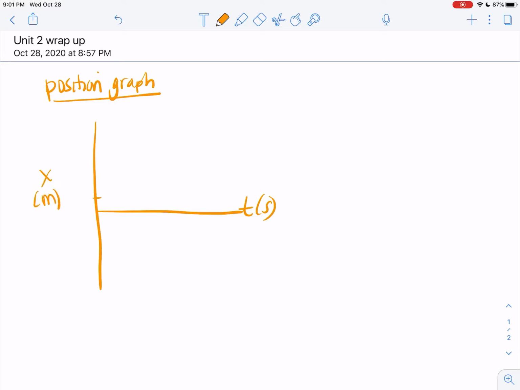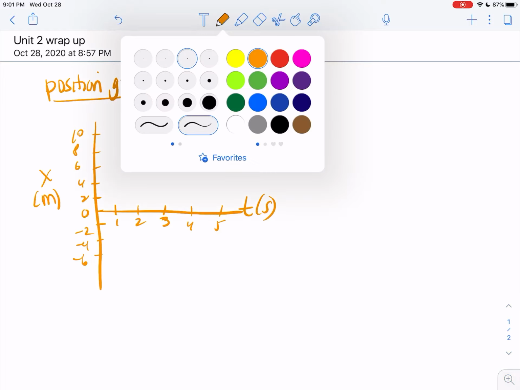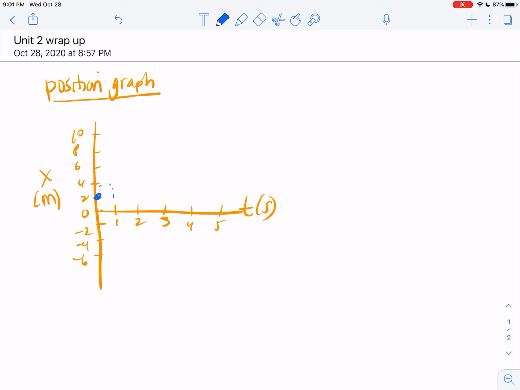X in meters: 2, 4, 6, 8, 10, and then 0, -2, -4, -6. So you could have negatives if you want. The first thing you're going to do is make a nice, simple, easy graph. I'm just going to fake a little graph here, so like 0, 2, 1, 4, 2, 6, whatever, just to make it nice and easy.